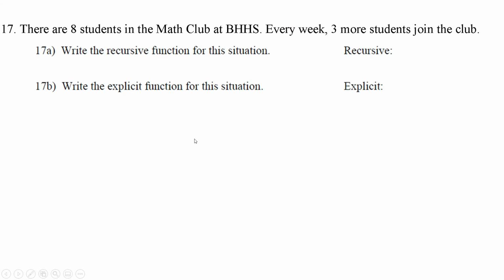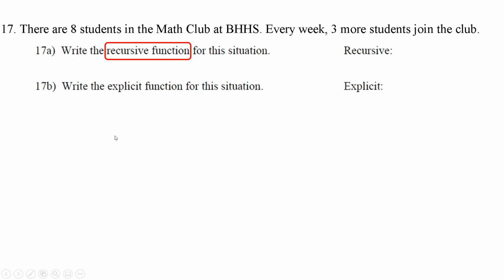Okay, here's the last problem on our review, number 17. And of course, this is a context problem, a little story problem for us. There are 8 students in the math club at Black Hills High School. All right, and every week 3 more students join the club because it is really popular. So 17a, write the recursive function for this situation. And I don't have a lot of room here. I can put them down here.